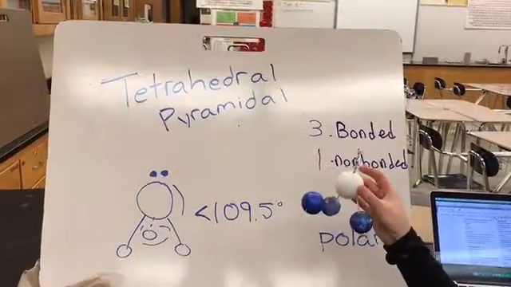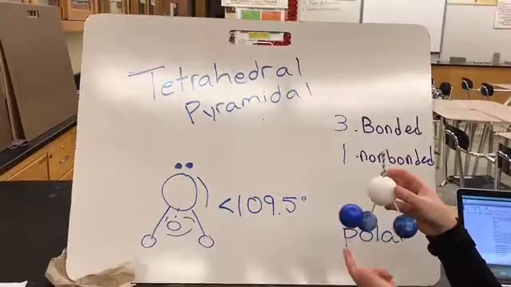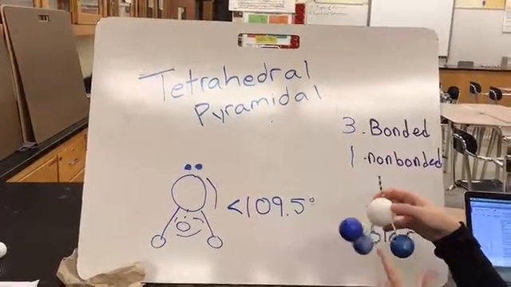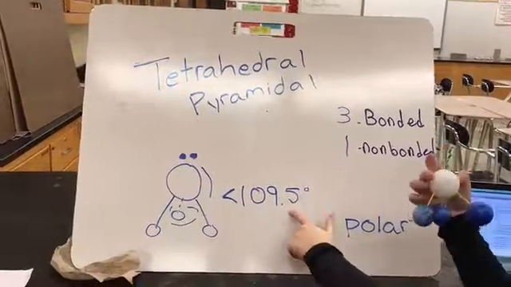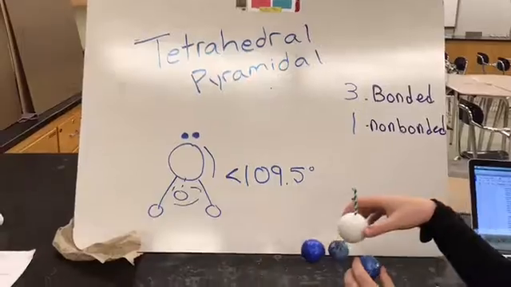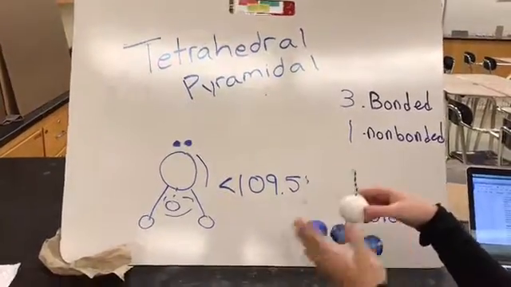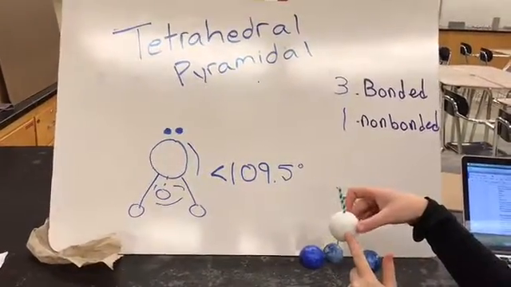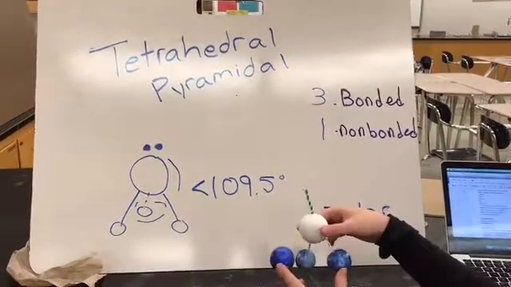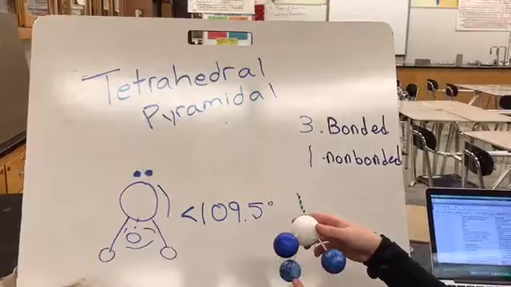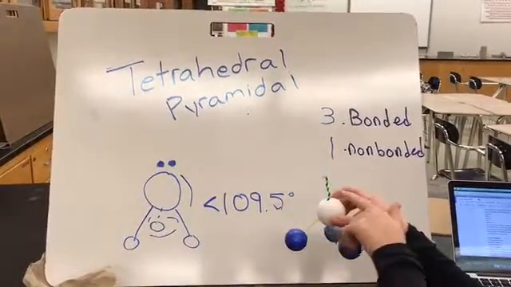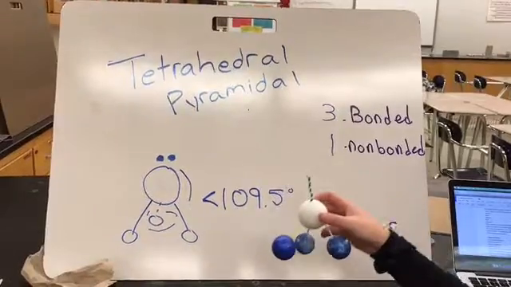Okay, so the next one is tetrahedral pyramidal. It has 3 bonded electrons and 1 non-bonded electron. The bond angles all are less than 109.5 degrees. It is called tetrahedral pyramidal because it forms a pyramid shape around the central atom. And it is polar because the charges of the bonded electrons will all meet at the bottom, and the unbonded electron doesn't affect the charge.